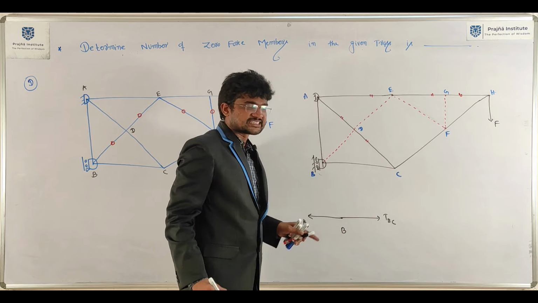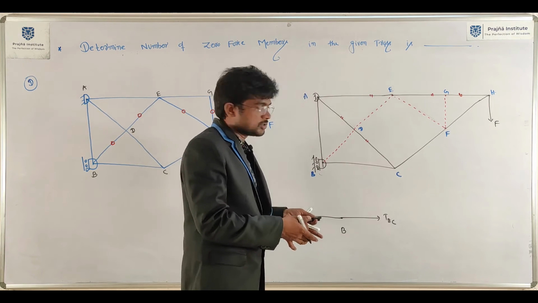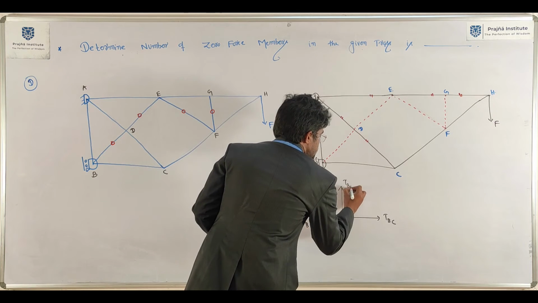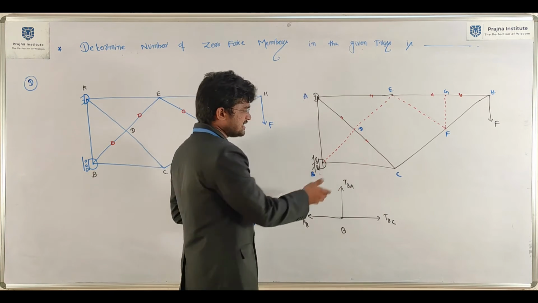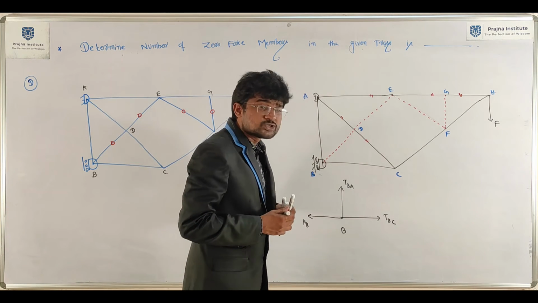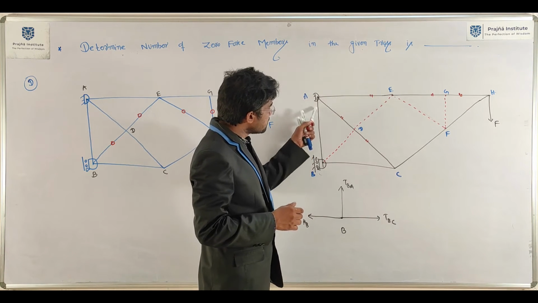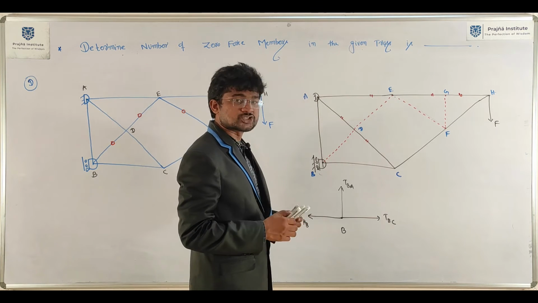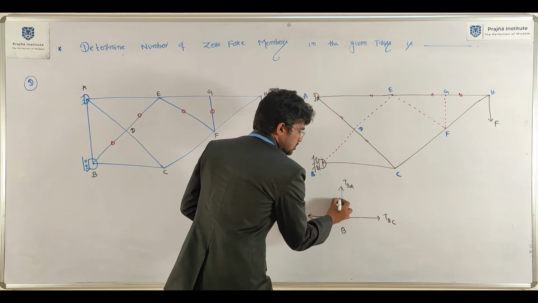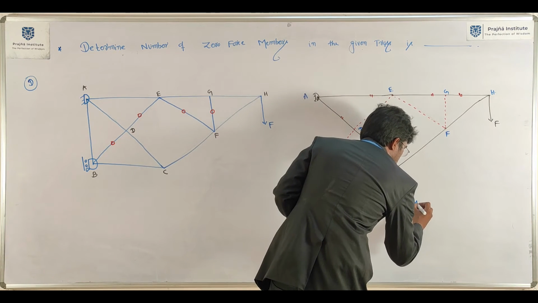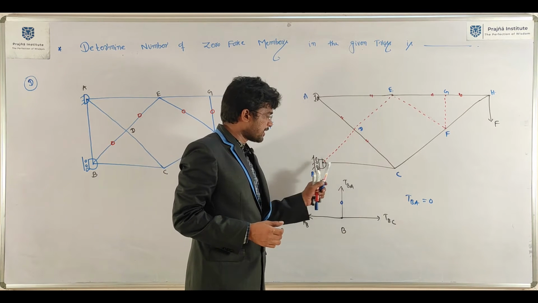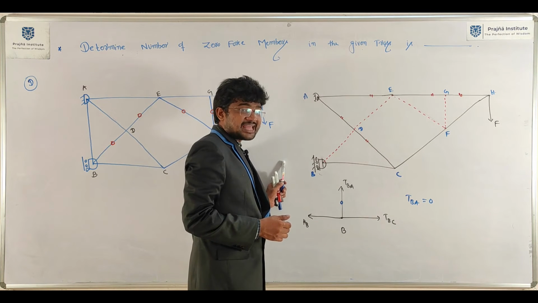No vertical reaction. Why? Because it is a roller support. And what is the force in this member? TBA. When you see this kind of setup, just observe that the force in this member must be zero. Understood? TBA is equal to zero. So the force in this member becomes equal to the horizontal reaction.